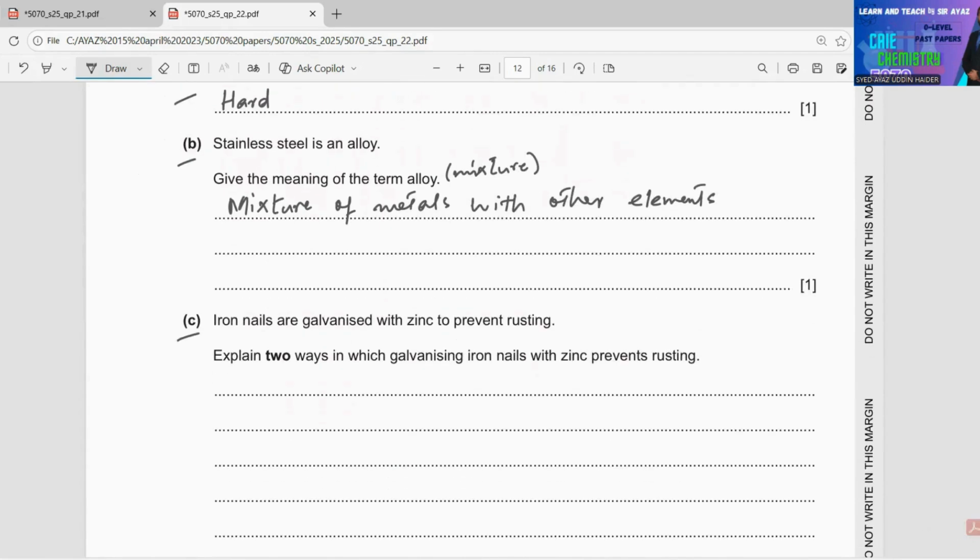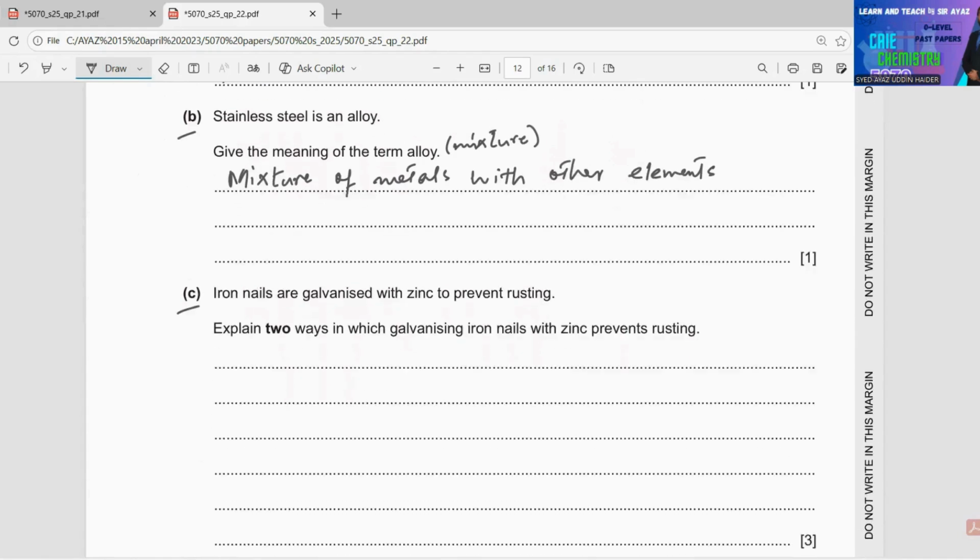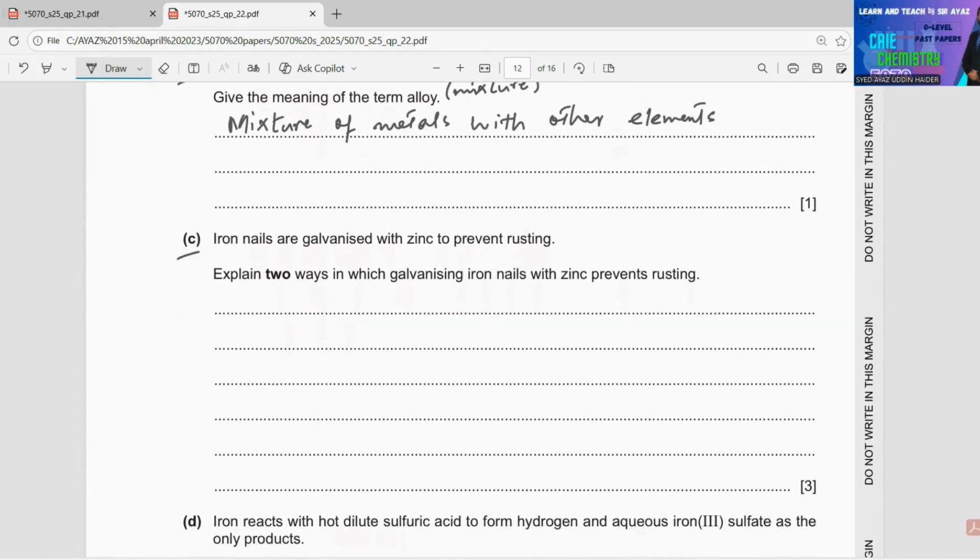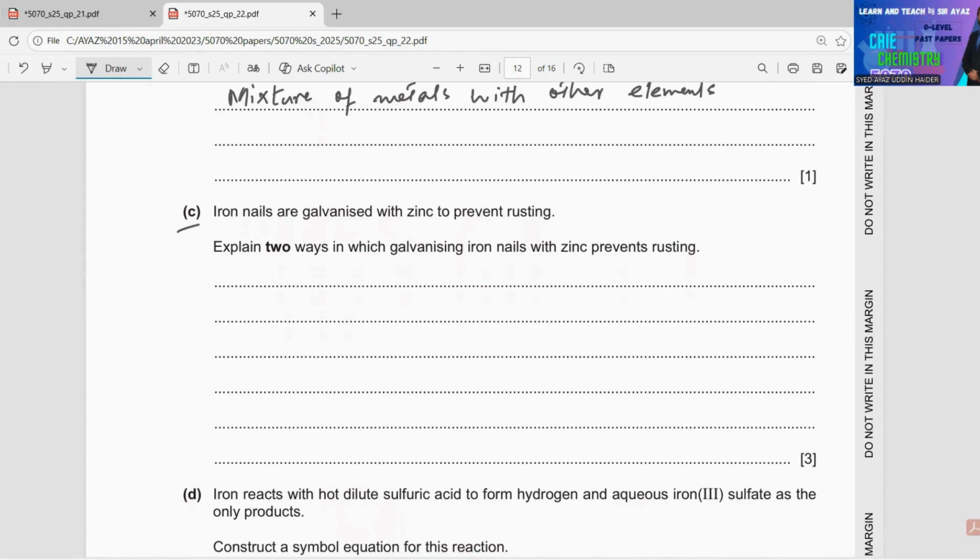Part C, iron nails are galvanized with zinc to prevent rusting. Explain 2 ways in which galvanizing iron nails with zinc prevents rusting. If you look at the position of zinc in comparison to iron, you see that zinc is above iron, so it forms a barrier or protective layer. And that barrier or protective layer prevents oxygen or water reaching the surface of iron. Why? Because zinc is more reactive than iron, or zinc corrodes or oxidizes in preference to iron.